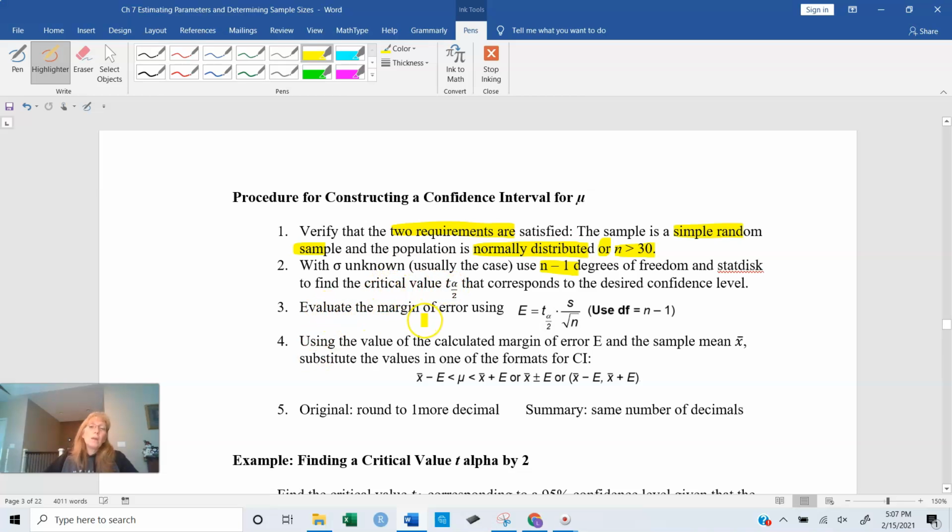We evaluate the margin of error. There is a formula: we can use t of alpha over 2 times s over the square root of n, or use StatDisk to find this for us. We use the calculated margin of error and the sample mean to substitute the values into one of the formats for the confidence interval. We will either do the minus-this form, or the plus or minus, or the parentheses. Remember, all three of those are identical. Round to one decimal.